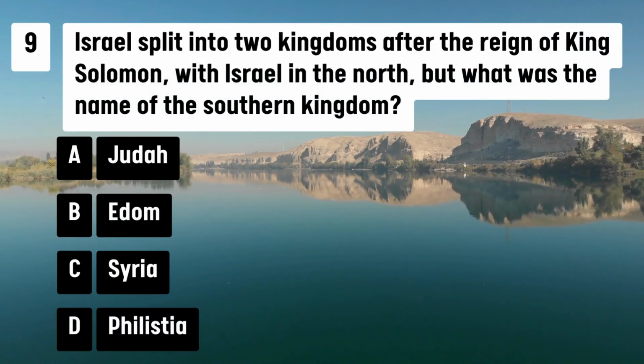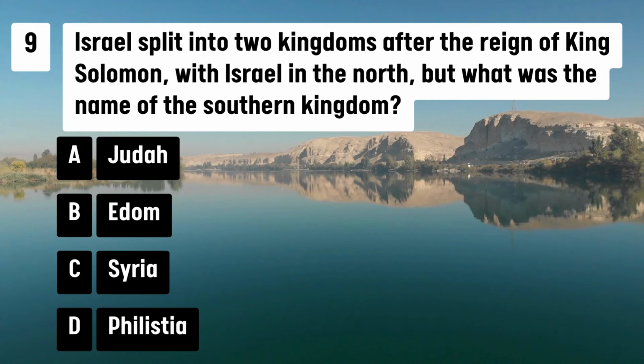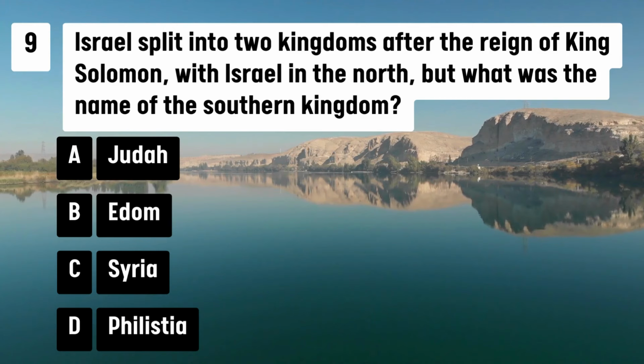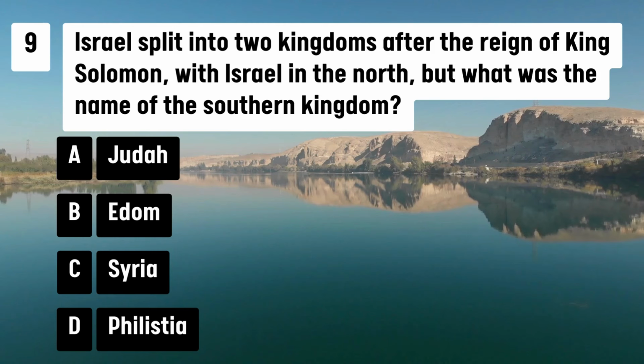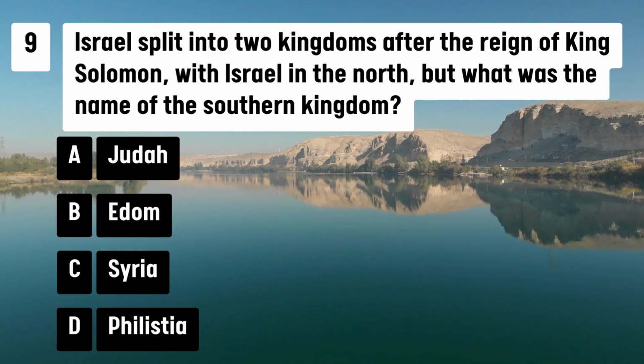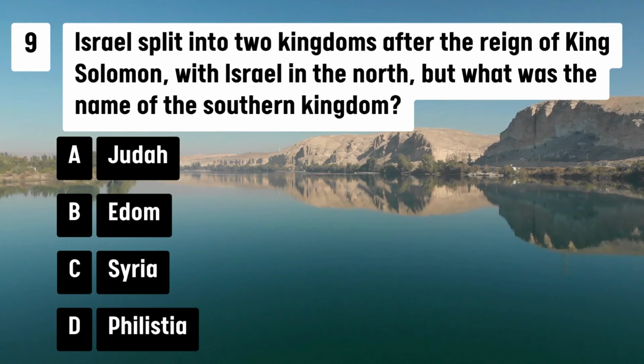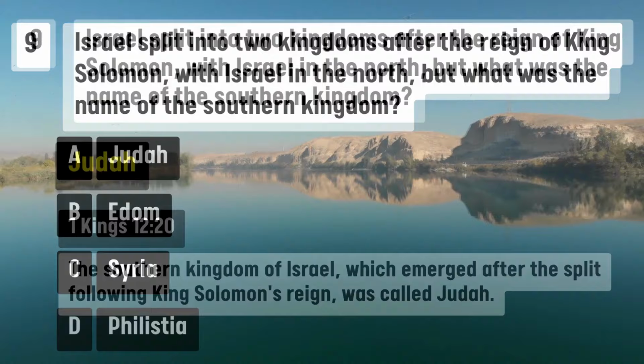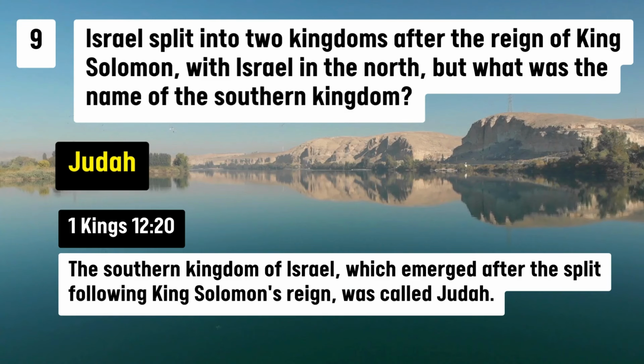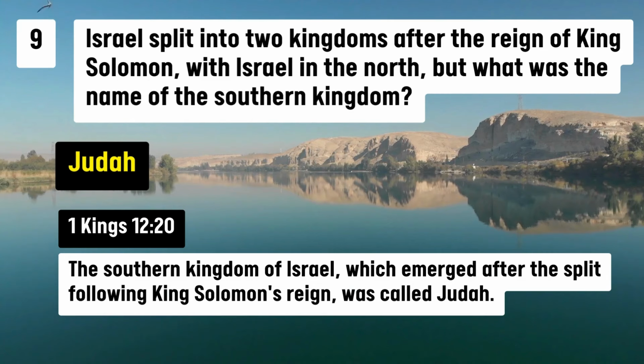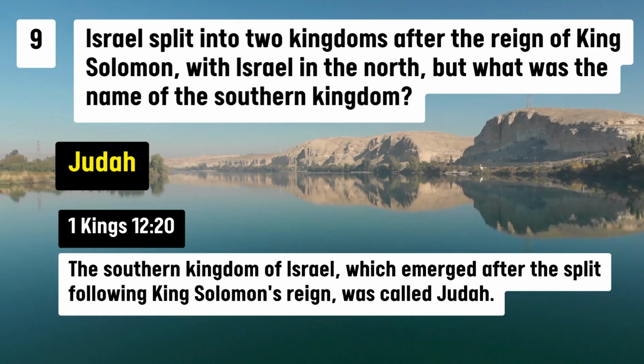Question 9. Israel split into two kingdoms after the reign of King Solomon, with Israel in the north, but what was the name of the southern kingdom? Judah, Edom, Syria, Philistia. The answer is Judah. 1 Kings chapter 12, verse 20. The southern kingdom of Israel, which emerged after the split following King Solomon's reign, was called Judah.